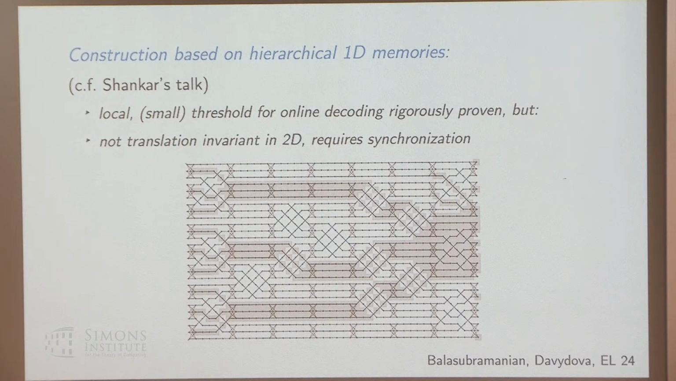If you were here yesterday, you also heard about a new construction based on hierarchical one-dimensional classical memory. Since Shankar already gave a good talk on this, I'm not going to go into any detail. Suffice it to say, this gave you a local scheme for doing error correction, one with a provable threshold. But at least today, we're going to be looking for something that is translation invariant in 2 dimensions. And we would also ideally like to have something which doesn't require this synchronization.